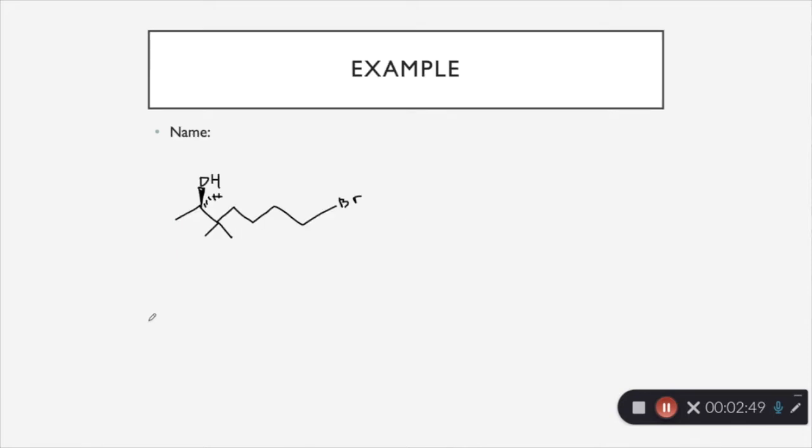So here's an example right here. Go ahead and pause the video and use all of those steps we just talked about and try and name this alcohol. Remember that the hydroxyl group should get the lowest number possible. All the substituents go in alphabetical order, and don't forget about the stereochem as well.